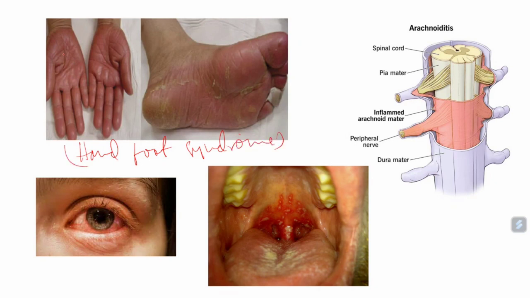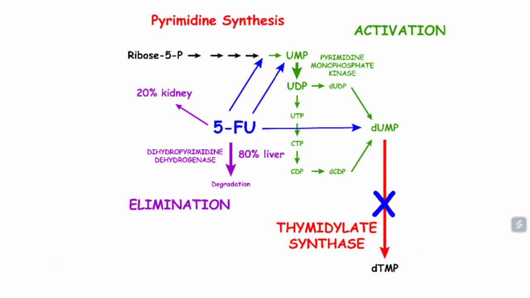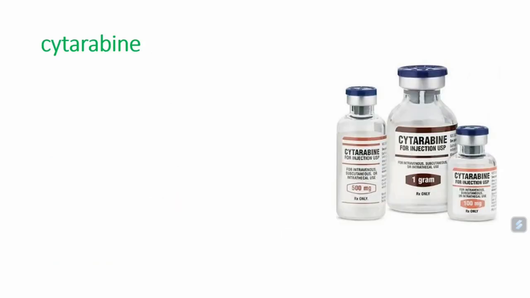Hand-foot syndrome is the condition where the palm area of the hand is totally inflamed and rashes are seen, and on the foot also, reddish erythematous rashes are seen on the foot and on the hands. This condition is called hand-foot syndrome. This hand-foot syndrome is seen with 5-fluorouracil and other pyrimidine analogs. Conjunctivitis and arachnoiditis are seen with other drugs. I'll try to tell you those drugs also. So this finishes our pyrimidine, 5-fluorouracil.